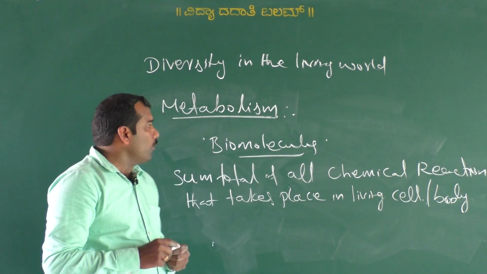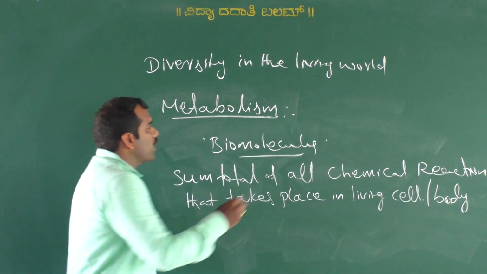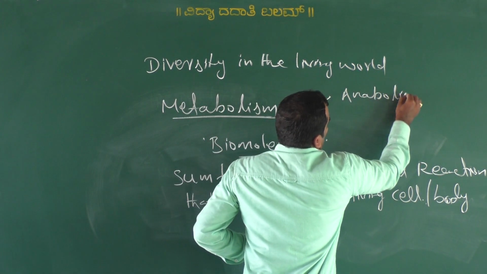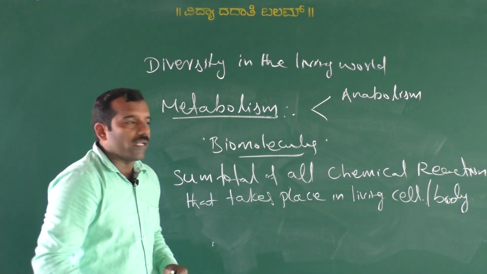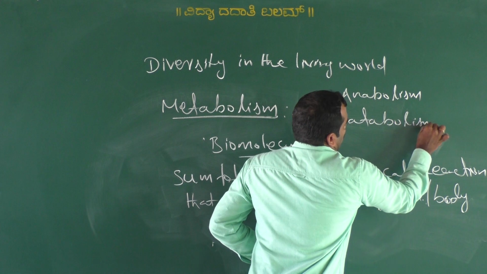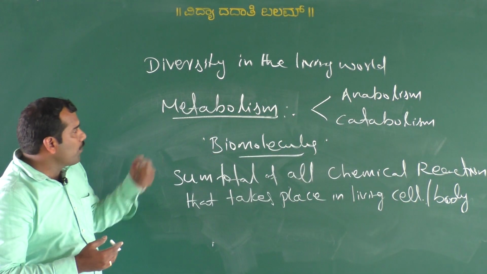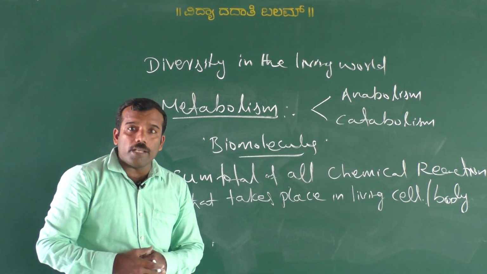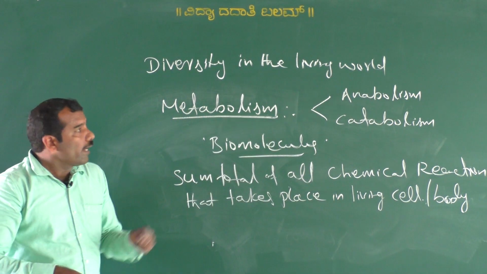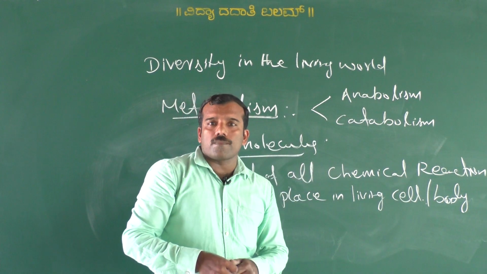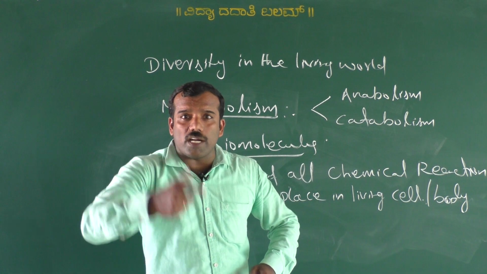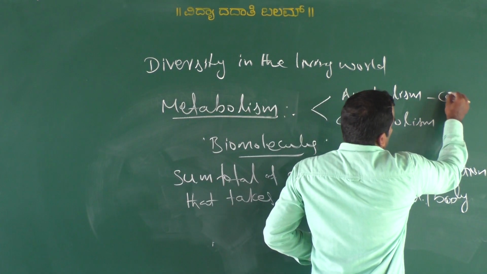So there are two types of metabolic process: one is anabolism, another one is catabolism. Both come under metabolism or metabolic activity, that is the anabolic process or catabolic process. In the anabolic process, what happens? The food molecule is synthesized, food is constructed. This is called a constructive process.